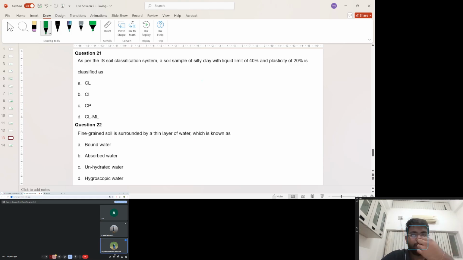As per the IS soil classification system, a soil sample of a silty clay with liquid limit of 40% and plasticity index of 20%. All right. So liquid limit of 40%, then it falls under intermediate plasticity. You can straight away say.